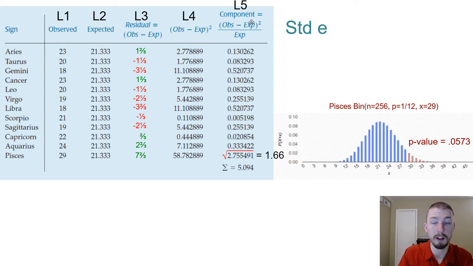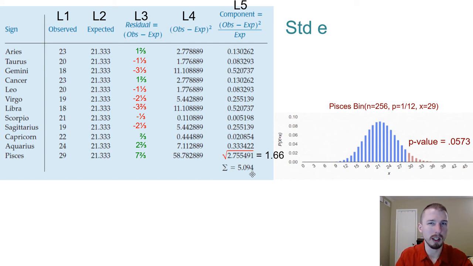So basically we find the component of the chi-square statistic by dividing our deviation squared by the expected amount, which would be the 21.33. All right, so that's how we find the component. And when we take all the components and add them all together, the components of the chi-square statistic are going to give us a sum total of 5.0994. Now think of the sum of the components as the chi-square statistic.